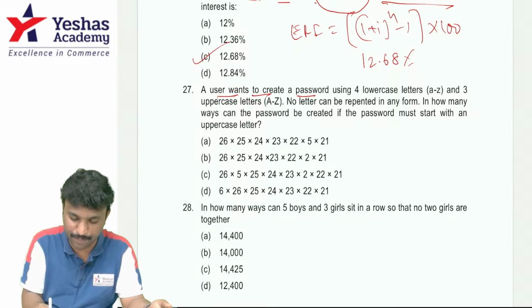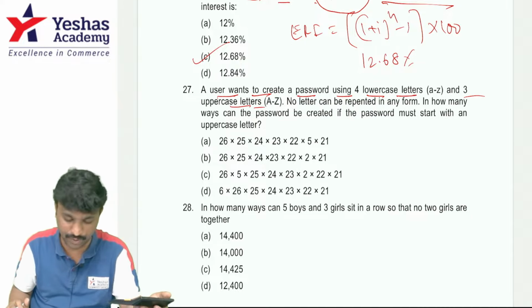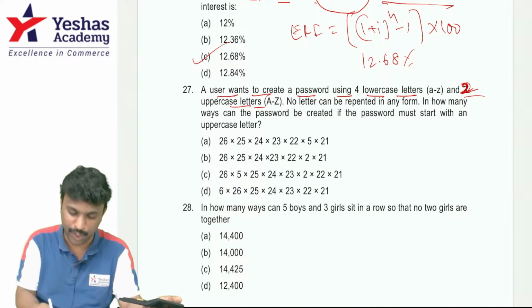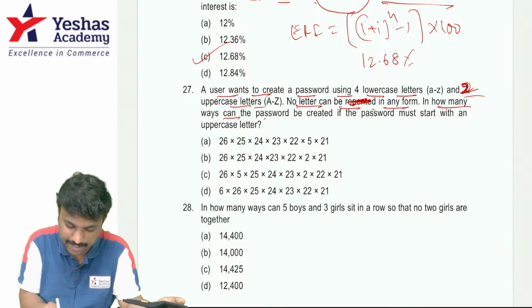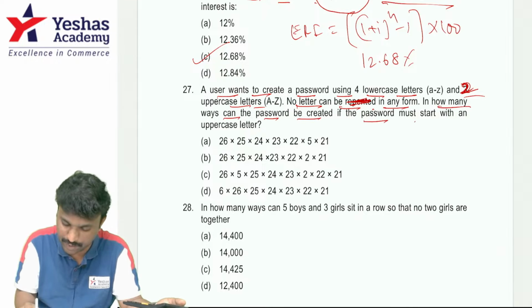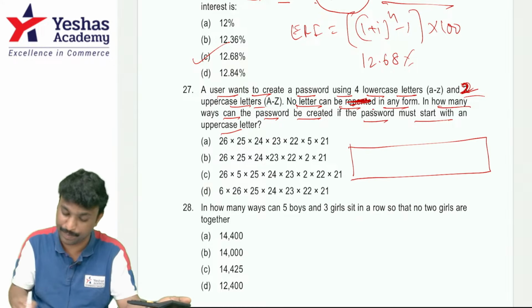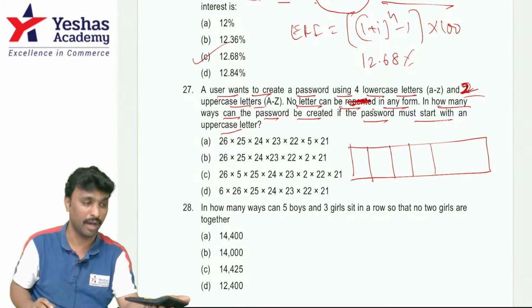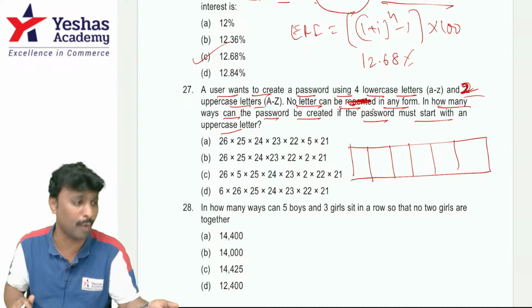A user wants to create a password using 4 lowercase letters and 2 uppercase letters. No letter can be repeated in any form. In how many ways can the password be created if the password must start with an uppercase letter only? So in total, how many positions should be there? 6 positions, because there are 4 lowercase letters and 2 uppercase letters. There should be how many positions? 6 positions.